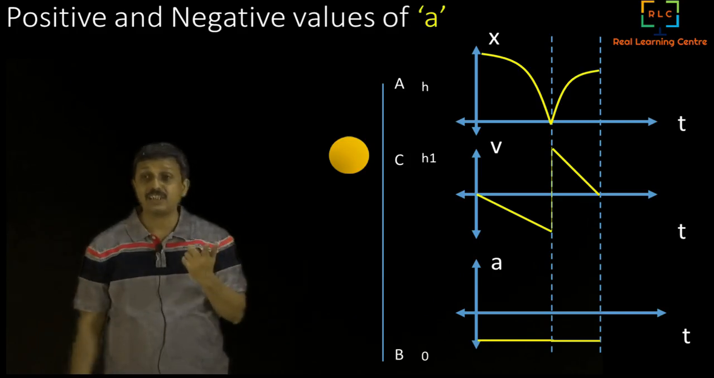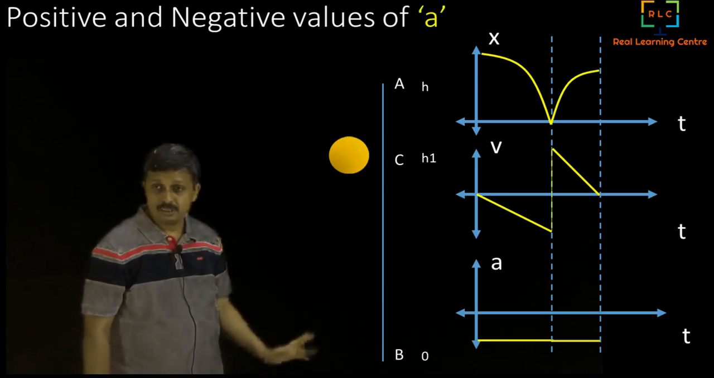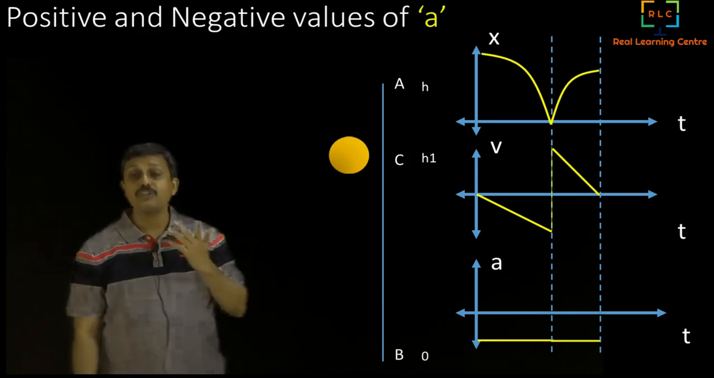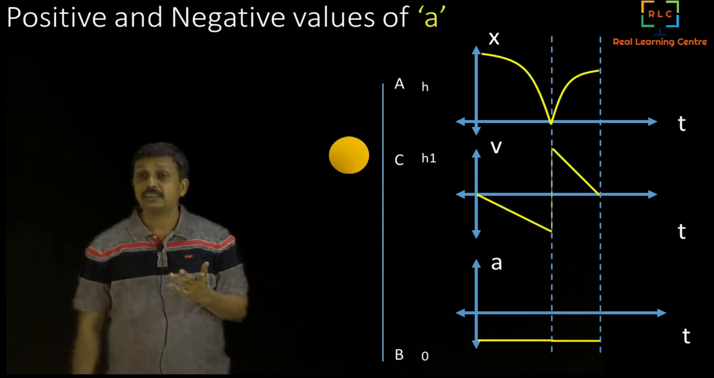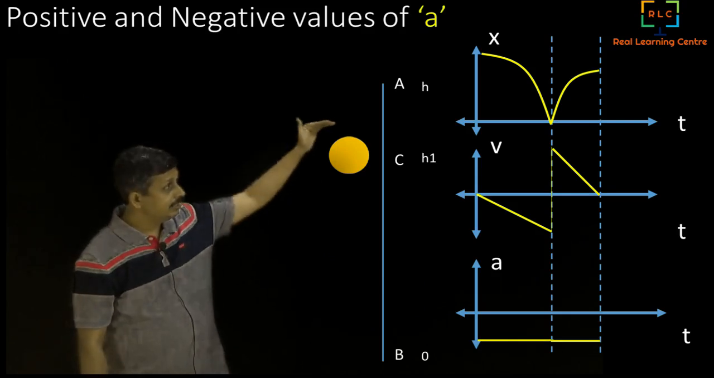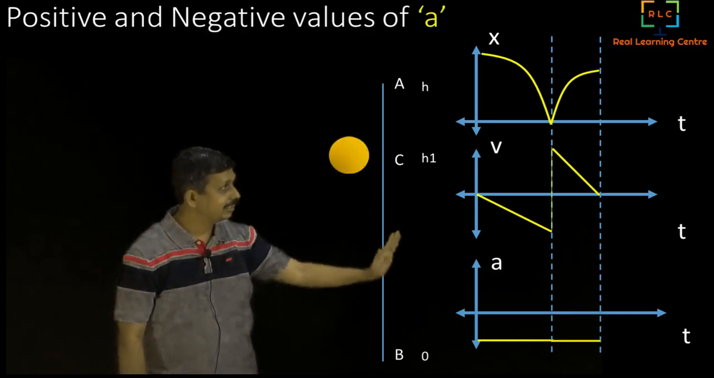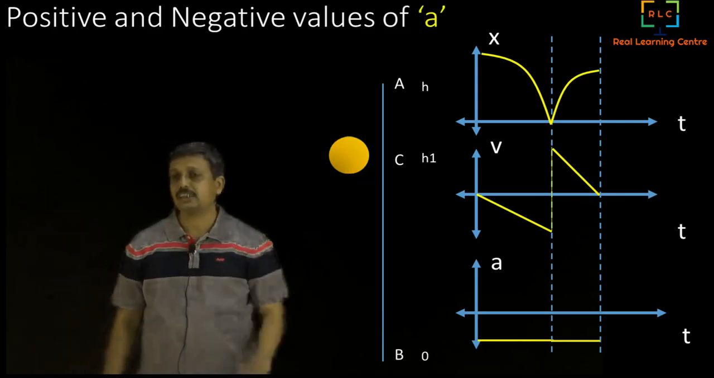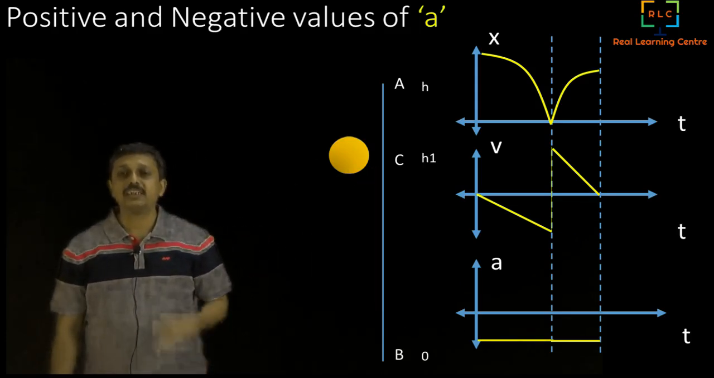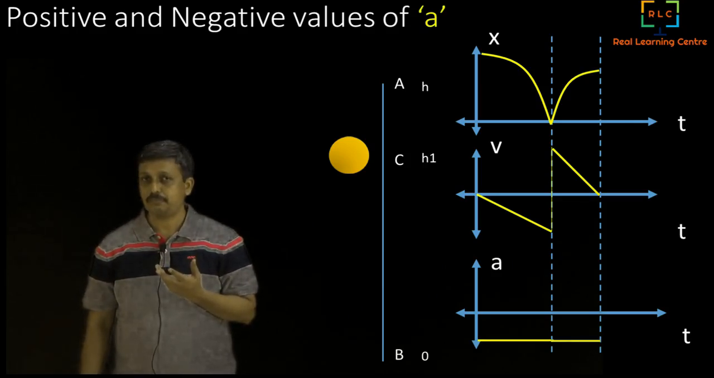See, negative acceleration is happening in both cases, from A to B and B to C. In both cases it is negative acceleration. But you can see that in the first case the curve is like this, and in the second case the curve is like this, because velocity is initially negative and later positive. So this is how you can understand the negative acceleration value.